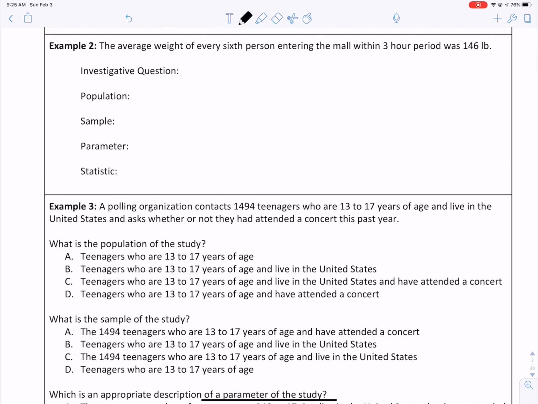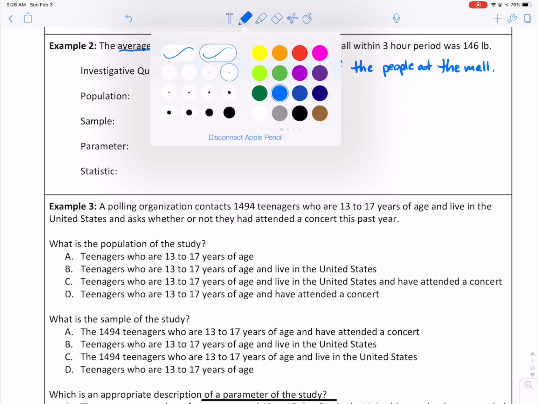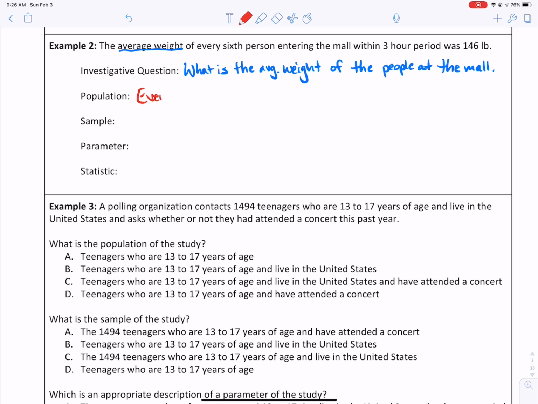Example 2 says the average weight of every sixth person entering the mall within a 3-hour period was 146 pounds. So the investigative question, always go with kind of what they say right there. Average weight, they gave you. So we would say, what is the average weight of the people at the mall? That is what they are trying to figure out. The population would be everyone at the mall.